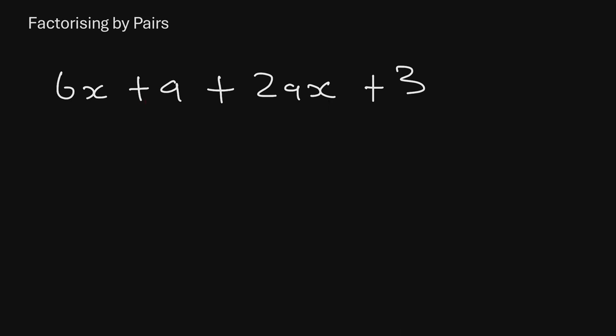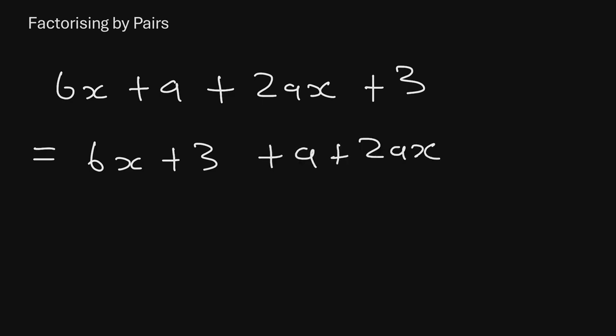So the first step here will be to group the pairs. The first pair that we have is 6x plus 3. We take this 3, we move it to that side. And then now we are having a plus 2ax. So after rearranging our pairs, we can see that the first pair is this one and the second pair is this one. And on our first pair, we have the common factor as 3.